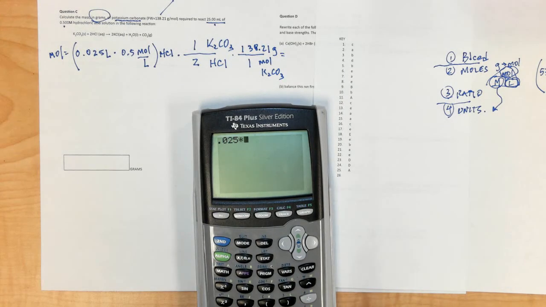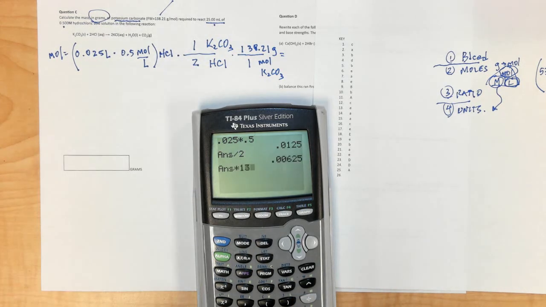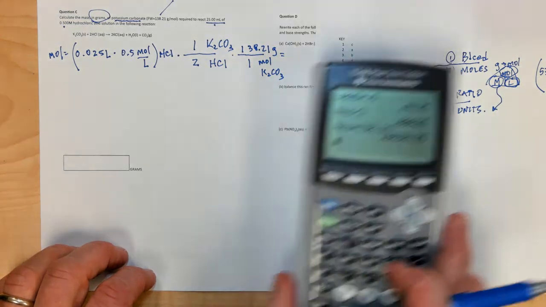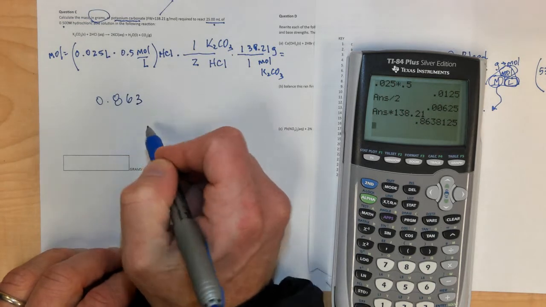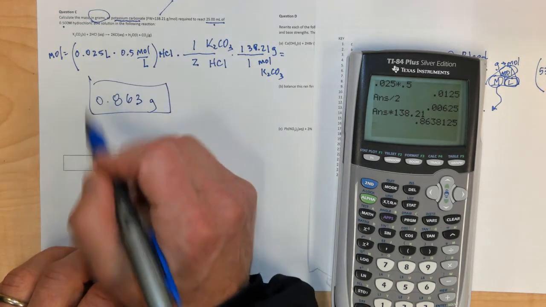0.025 times 0.5, enter, divided by 2, right here, enter, times 138.21, enter, 0.863 to 3 sig figs. 0.863 to 3 sig figs of grams.